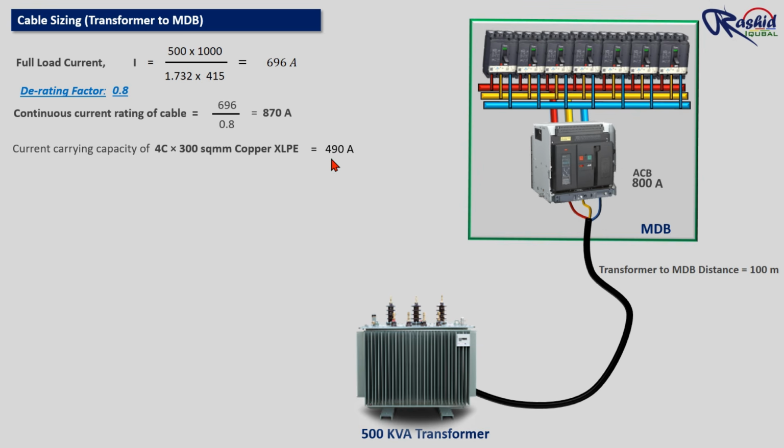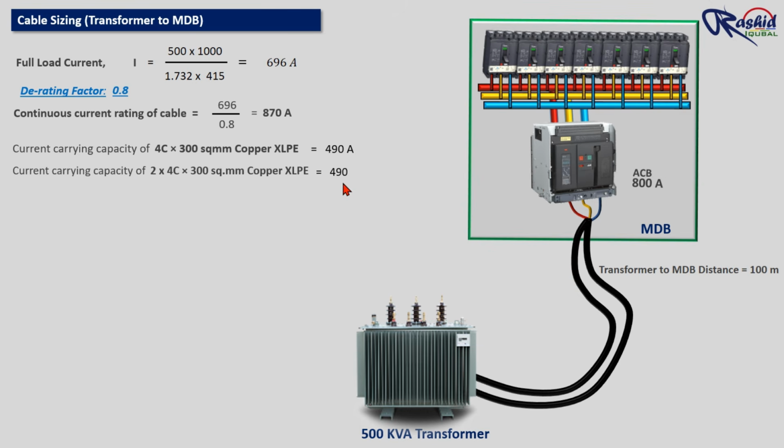So in this case, we will do one thing. If we install 2 runs of 4 core 300 square mm cable, then the total capacity will be 490 ampere, the capacity of one 4 core 300 mm square cable, multiplied by 2, then it becomes 980 ampere. Means if we install 2 runs, 2 cables of 4 core 300 mm square, then its current carrying capacity will be 980 ampere, and this is sufficient for our load.